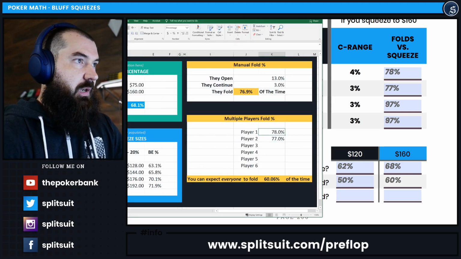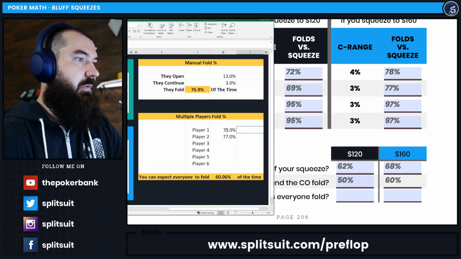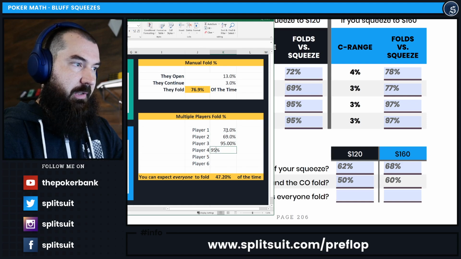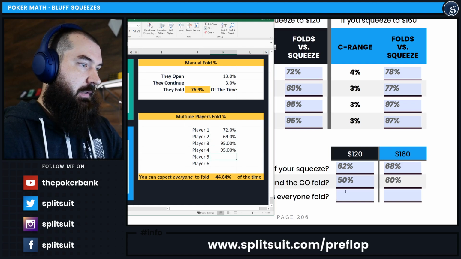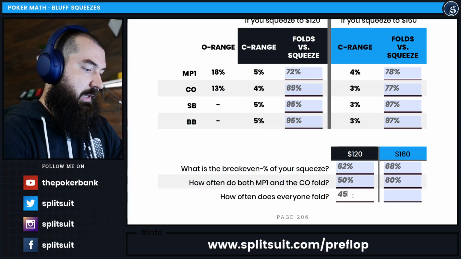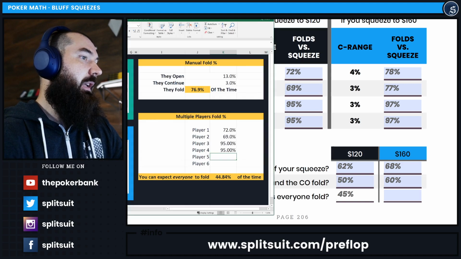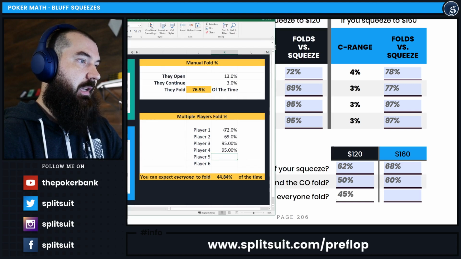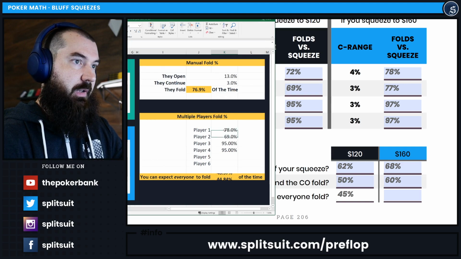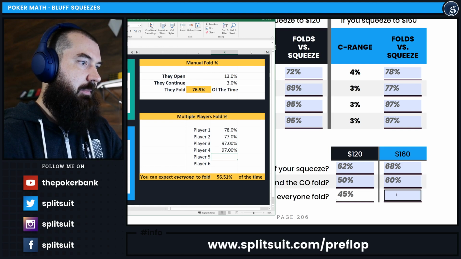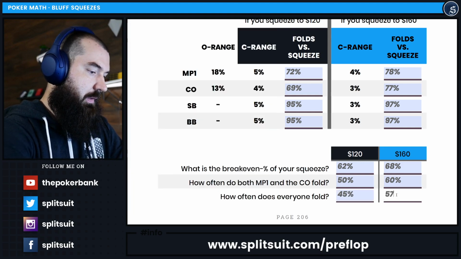So let's start with this one. Start on the left, start with the 120 size. So 79%, 69%, 95%, and 95%. Gets us a grand total of 45%. Is how often we can expect everyone to find the fold button. And if we go to the larger size, the 160, 78, 77, 97, and 97. And notice that jumps up to 57%.